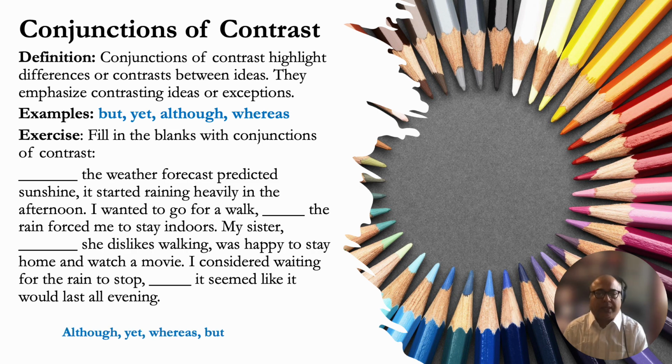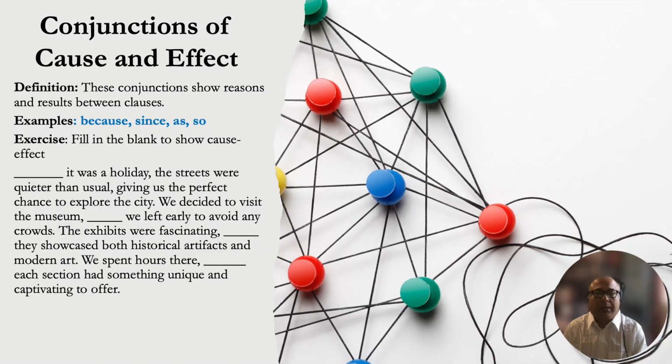Okay, so here are the answers. Although, and then yet: I wanted to go for a walk, comma, yet the rain forced me to stay indoors. All right, you will need some more time to review it. I suggest taking this lesson again, go all the way back to the beginning of the lesson, and then complete it again, just to solidify what you have learned so far.